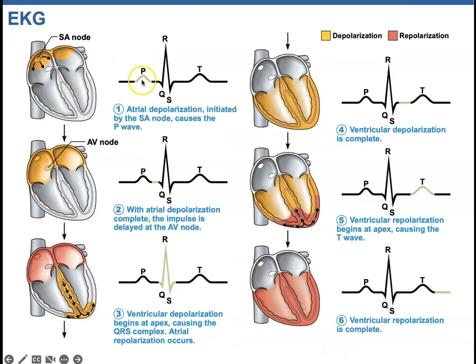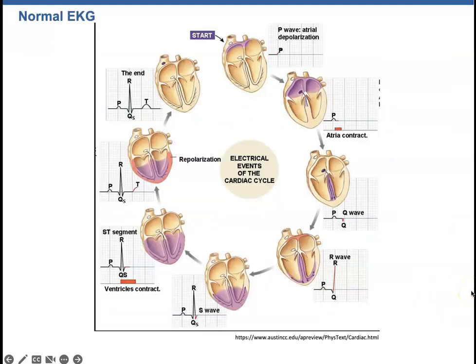So remember, P wave means atrial depolarization. Then we're going to have the little segment where we have the atrial systole. Then we have our QRS, which is our ventricular depolarization. And then from there we have our ventricular systole. Then we have the T wave, which is ventricular repolarization. And then everything is back in diastole.